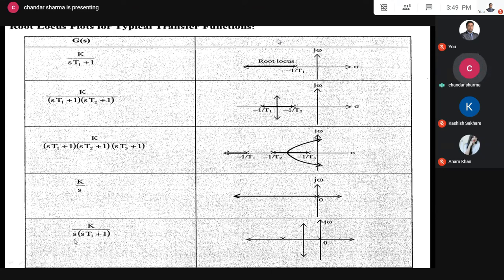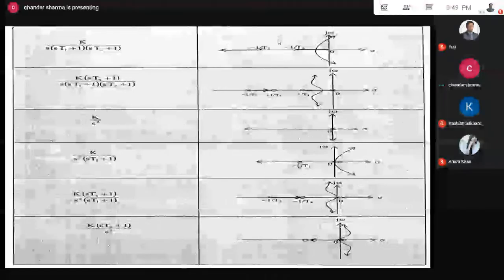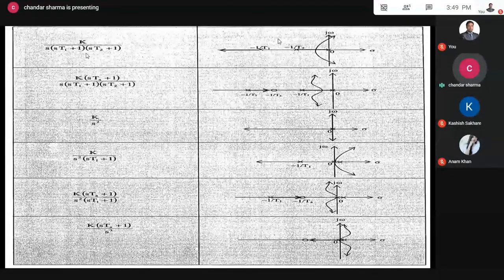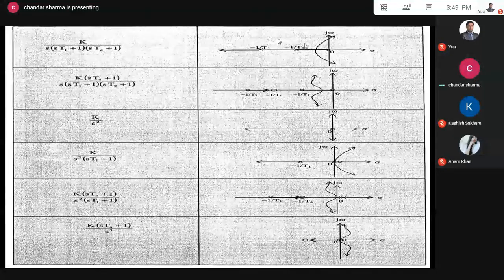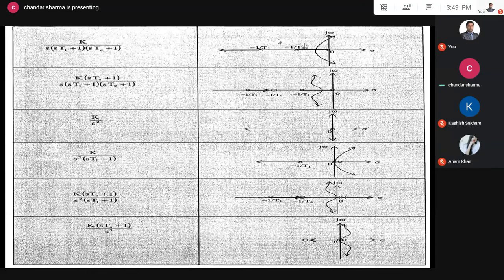When type is 1 but order is 2, सब थोड़ा imaginary axis की तरफ चला गया. So you can see as the order of the system increases, system becomes more and more unstable. You can see that these are some nature of plot for different GSHS.